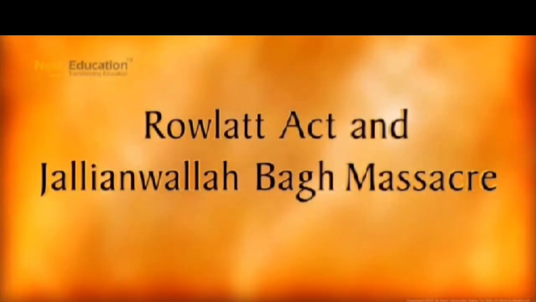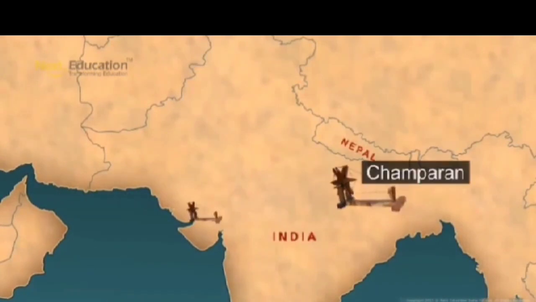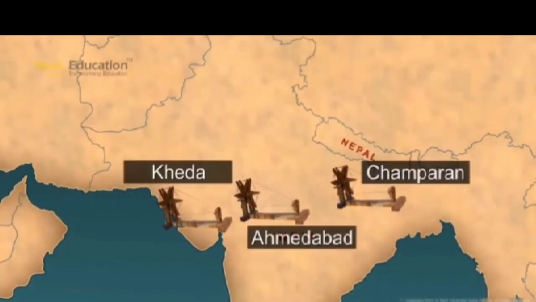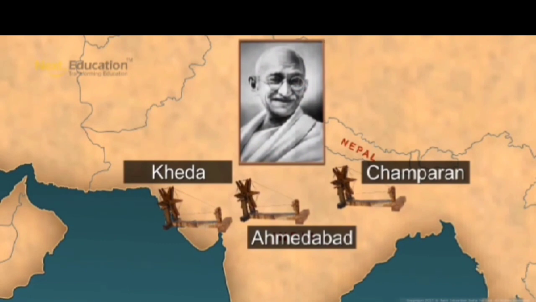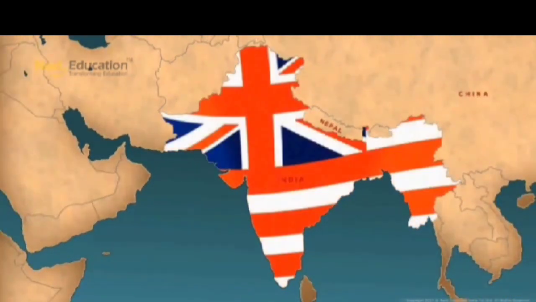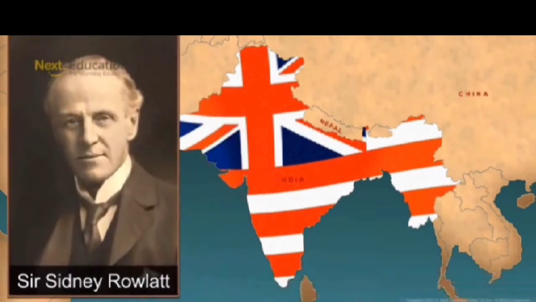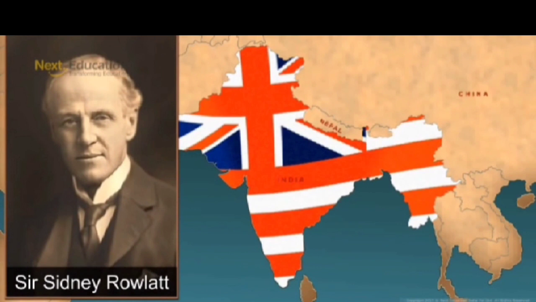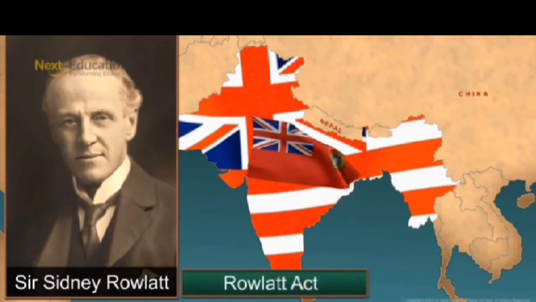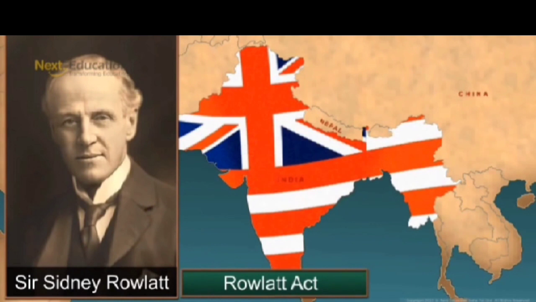The Rowlatt Act and the Jallianwala Bagh massacre, in the wake of Champaran, Kheda and Ahmedabad, gave a boost to the Indians. The British decided to exert more control over public activities. As a result, the British proposed the Rowlatt Act in 1919. Named after Sir Sidney Rowlatt, it was meant to govern political activities in the country. Political prisoners could be put into court without trial for 2 years.